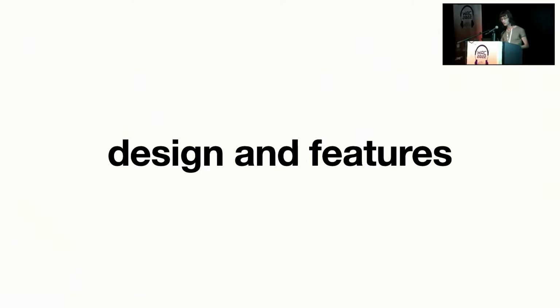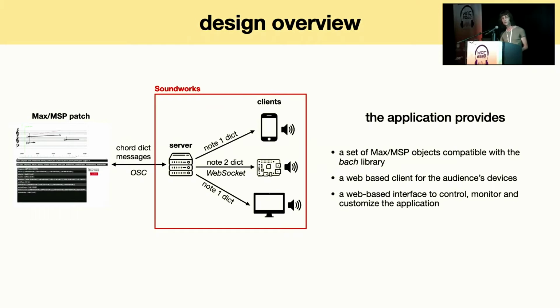So now I'm going to present Koryphai and some of its features. I'll start with a global overview. Koryphai provides you with three things mainly. The first one is a set of Max/MSP objects that interact with the Bach library. The second is a web-based client for the audience's devices to play sound using the Web Audio API. And finally, a web-based interface that provides control, monitoring, and customization of some aspects of the application.